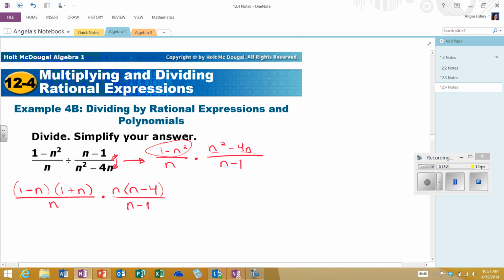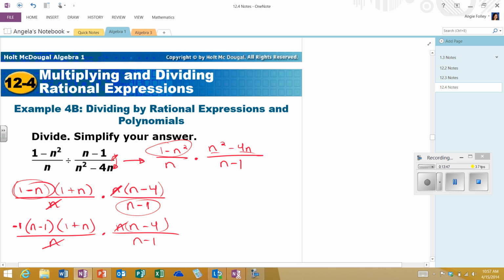Okay, well, let's look. I can cancel this. I cannot cancel this with this because they're not exactly the same. However, if I wanted to take a negative 1 out and rewrite it as negative 1 times n minus 1, leaving that other part the same, then we could cancel. I can rewrite this again. This would cancel as we set up here. Now these will cancel. So I'm left with negative 1 times 1 plus n times n minus 4.